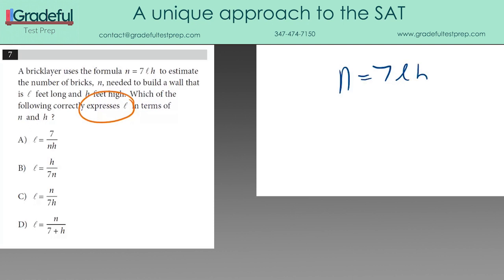So what's happening to L right here? L is being multiplied with 7 and H. So what's the opposite of that? We're going to divide it by 7 and H.